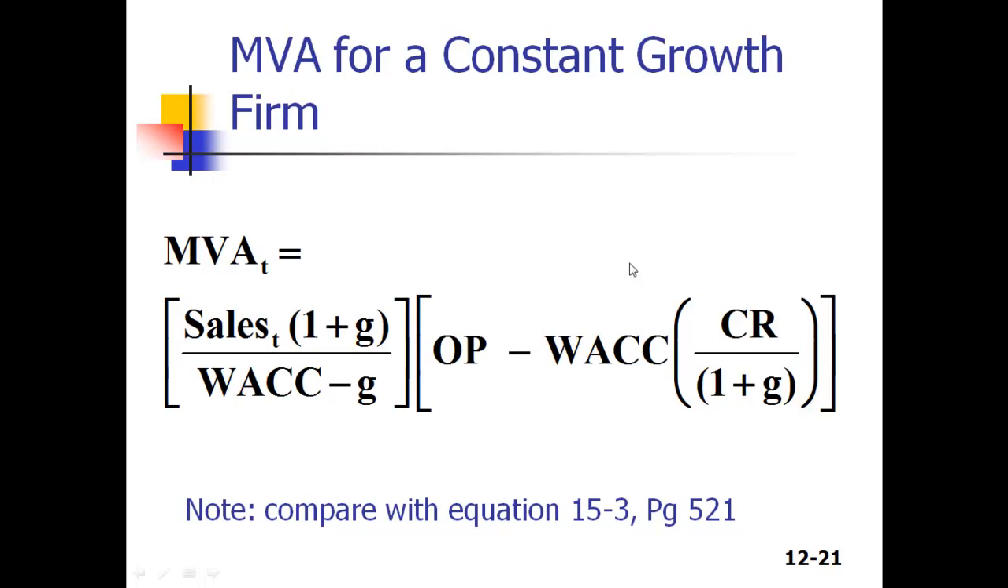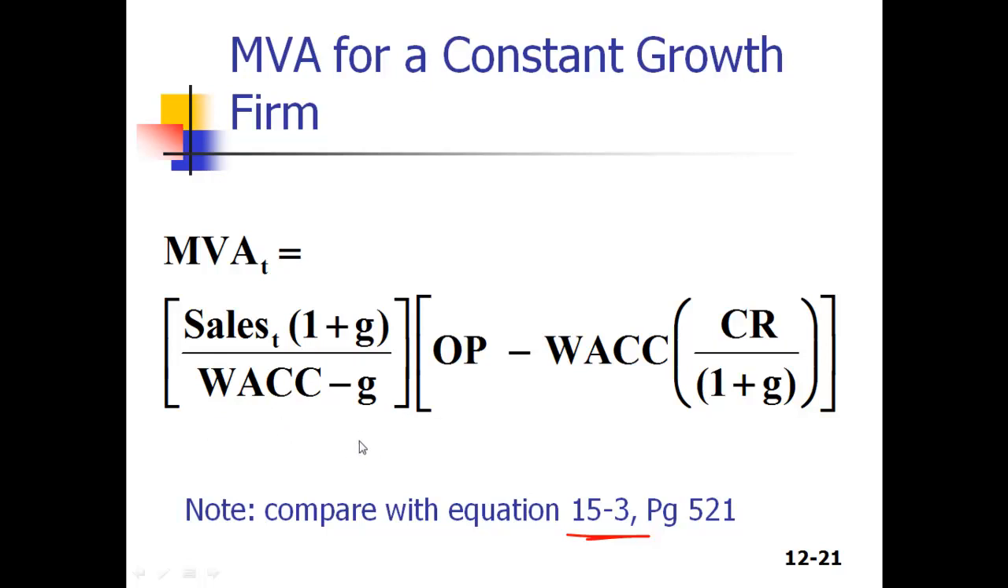Now, I don't expect you to know the derivation of this formula, but I expect you to memorize the formula, and I will help you understand the logic behind it so you can memorize it easily. A similar iteration of this formula is given in your books, equation 15-3 on page 521. So what is the formula for market value add at time t? If the company started at time 0, the market value add in a given period t is equal to the sales into 1 plus the growth rate divided by WACC minus G.